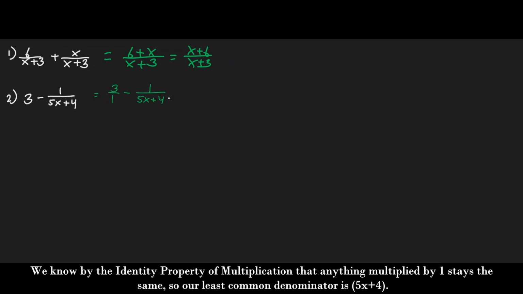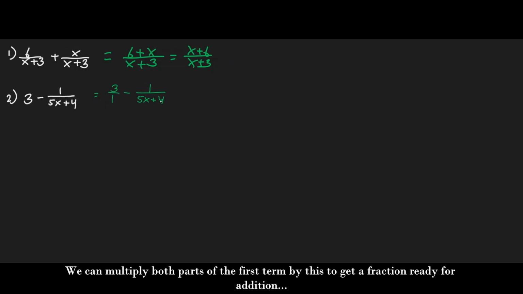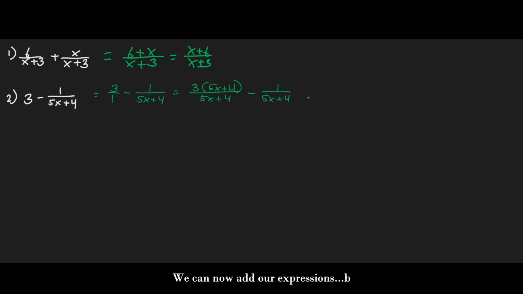We know by the identity property of multiplication that anything multiplied by 1 stays the same. So our least common denominator is 5x plus 4. We can multiply both parts of the first term by this to get a fraction ready for addition. 3 times 5x plus 4, all divided by 5x plus 4, minus 1 divided by 5x plus 4. We can now add our expressions, which becomes 15x plus 11 divided by 5x plus 4.